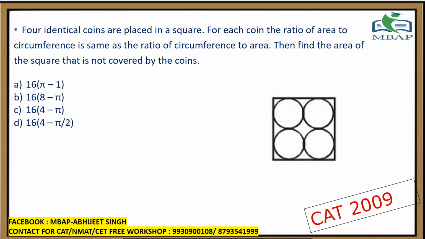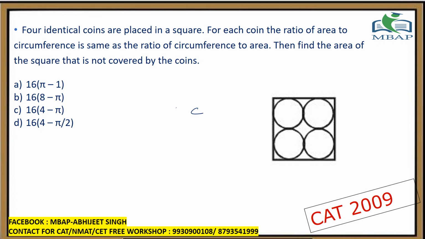4 identical coins are placed in a square. For each coin, the ratio of area to the circumference is the same as the ratio of circumference to the area. Find the area of the square that is not covered by the circle. Okay, there's one important hint they are giving you.